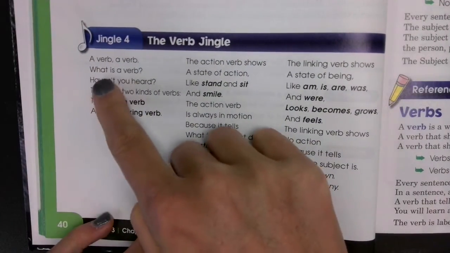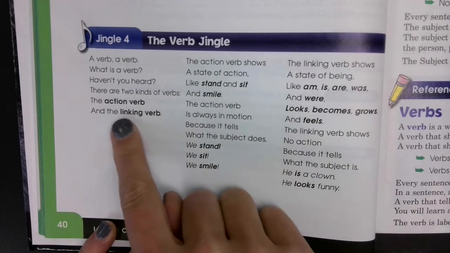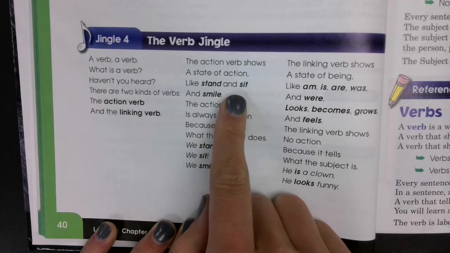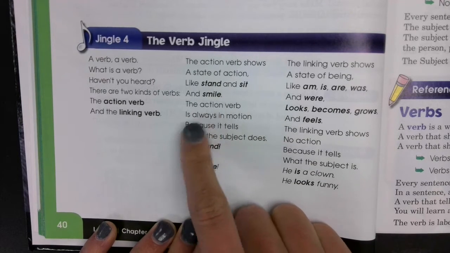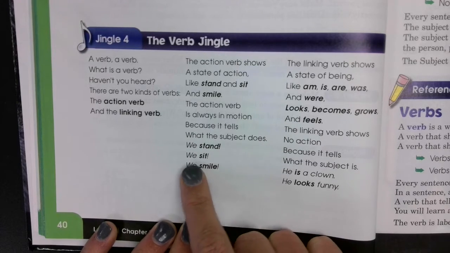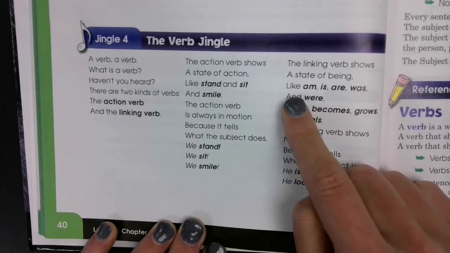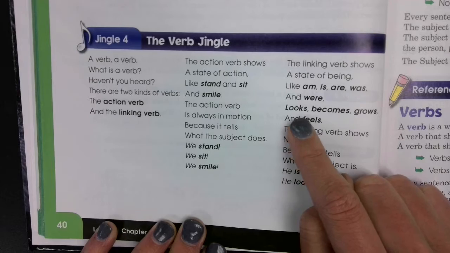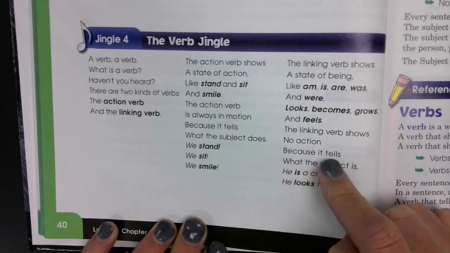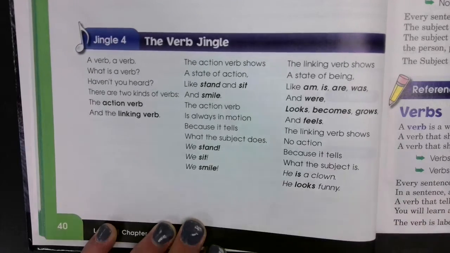A verb. What is a verb? Haven't you heard? There are two kinds of verb, the action verb and the linking verb. The action verb shows a state of action, like stand and sit and smile. The action verb is always in motion because it tells what the subject does. We stand, we sit, we smile. The linking verb shows a state of being, like am, is, are, was, and were. Looks, becomes, grows, and feels. The linking verb shows no action because it tells what the subject is. He is a clown. He looks funny.